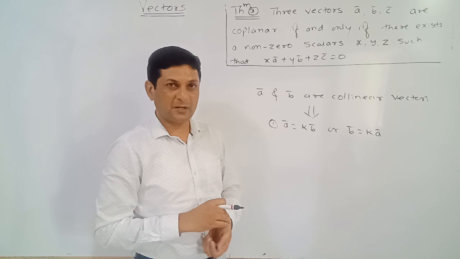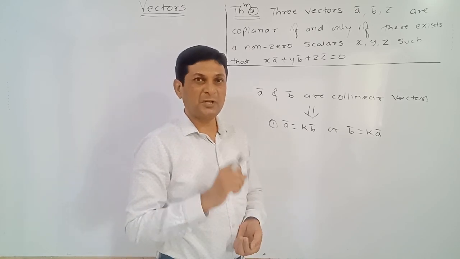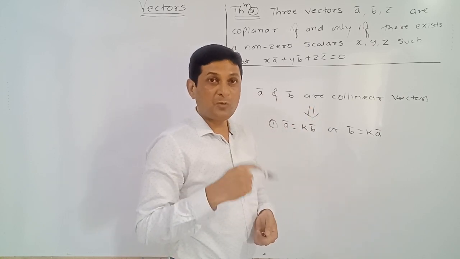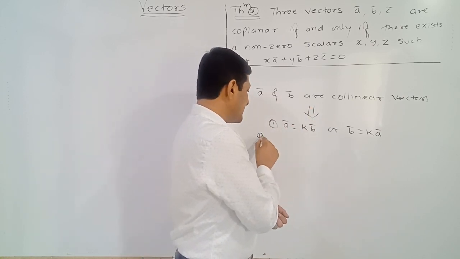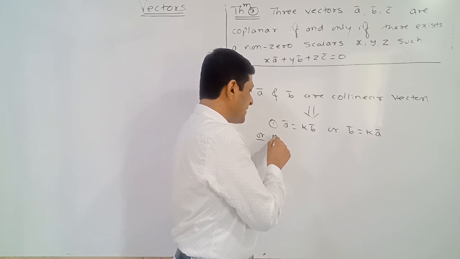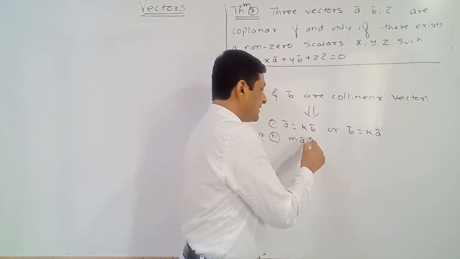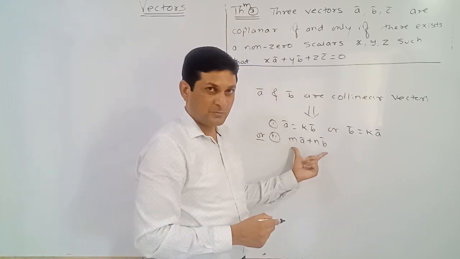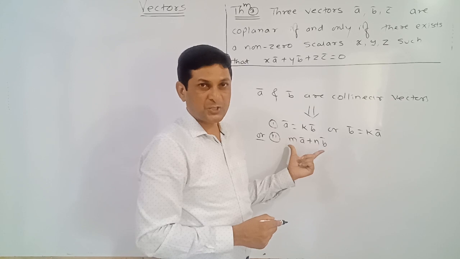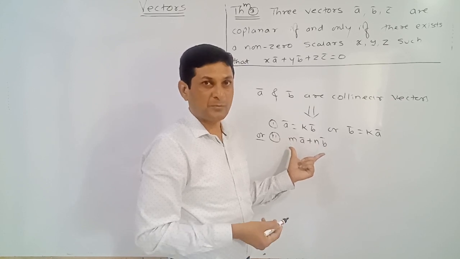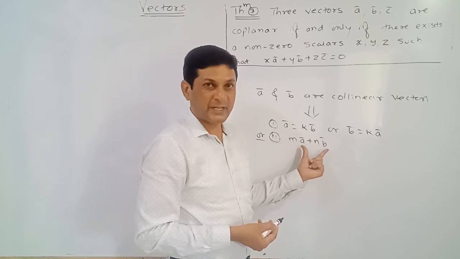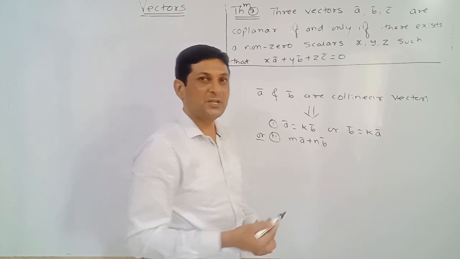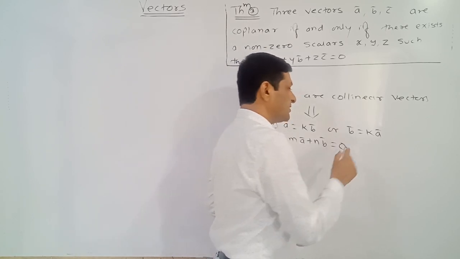Again, if you observe the statement of the first theorem, in that case A bar and B bar are collinear vectors. Then we have proved that there exist scalars M and N such that the value of MA bar plus NB bar, such type of expression, is called a linear combination. In this expression two vectors are there, that's why it is a linear combination of two vectors. In the first theorem we have proved that the value of this linear combination is 0.